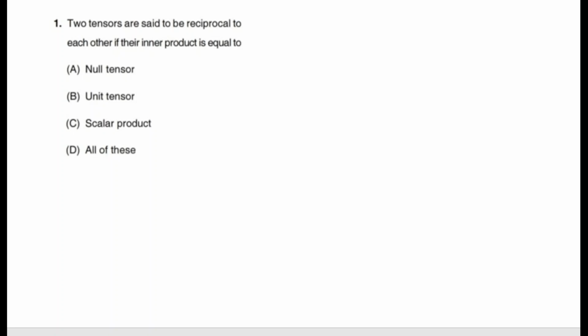What do we have in this question? Two tensors are said to be reciprocal to each other if their inner product is equal to the unit tensor. If you have a little knowledge about matrices, you can easily attempt the tensor question. Let us consider two tensors, A and B. Reciprocal to each other means A can be written as B inverse, or B can be written as A inverse.